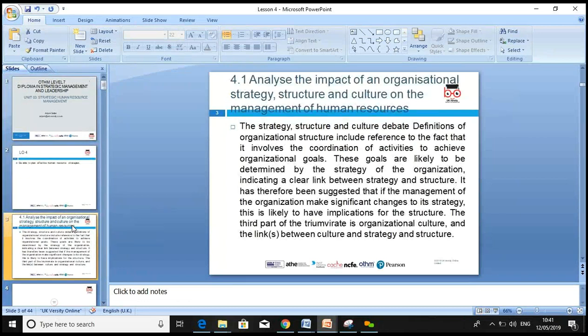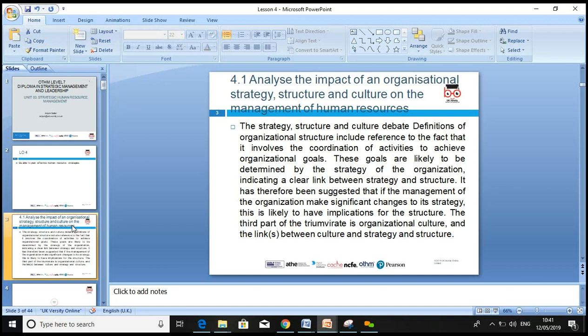So today 4.1 is our assessment criteria, analyze the impact of organization strategy, structure, and culture on management of human resource. So the word strategy is derived from the Greek word strategos, used in the military. We discussed this in previous lessons as well. So strategy means action plan.